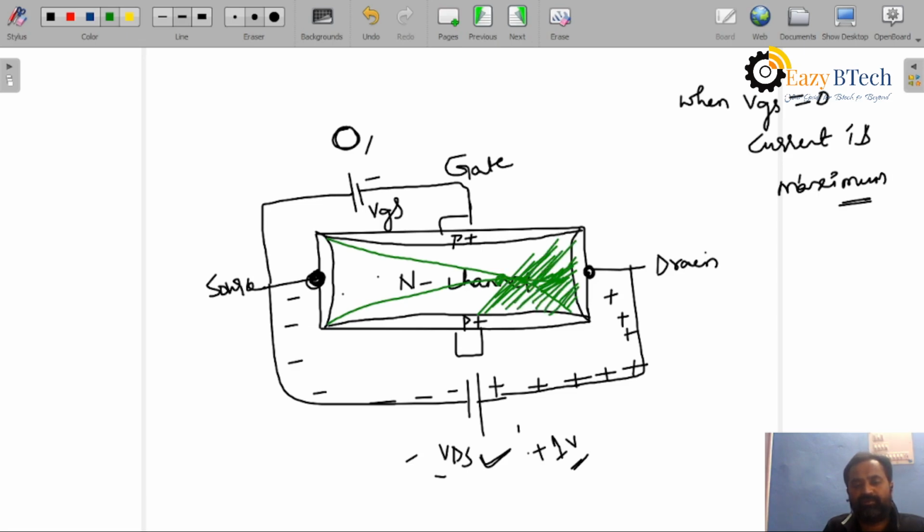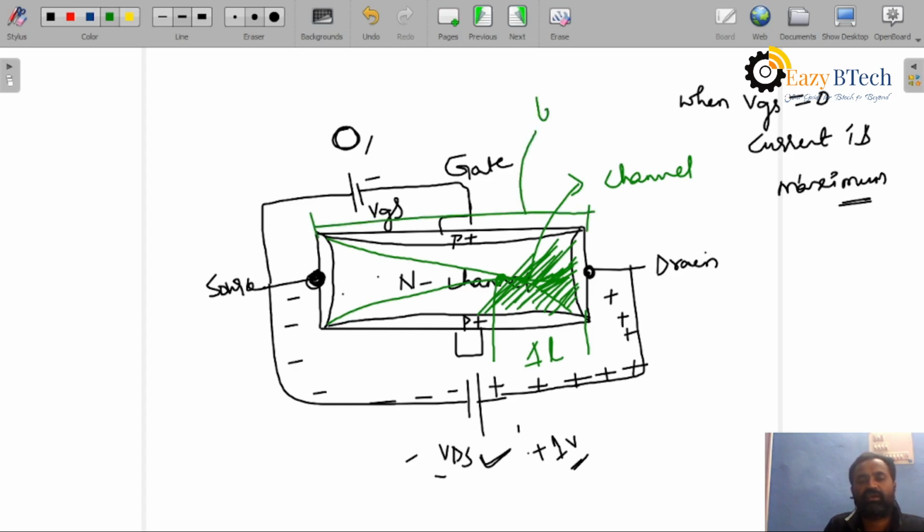From this point to this point we will call the change in L. This we will call the channel length. Now the total length is from here to here. Now it is the change in length.